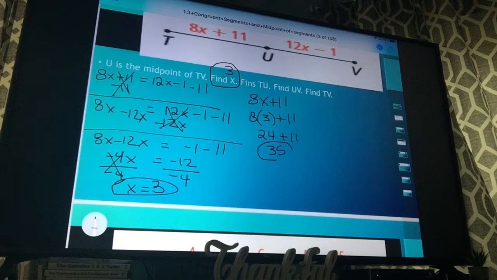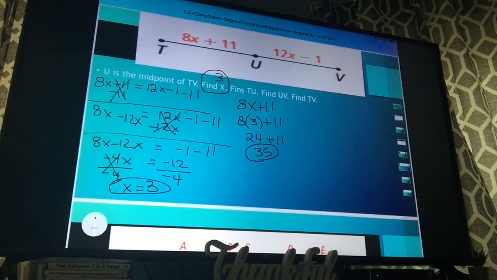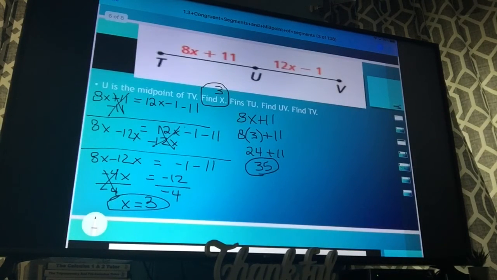Okay, so what is 35? I want you to think about what were we doing? What were we trying to find? What were we working with? Okay, well, we were finding TU. So we can go ahead and write that somewhere up there to kind of help us with our picture. So we know that TU equals 35.